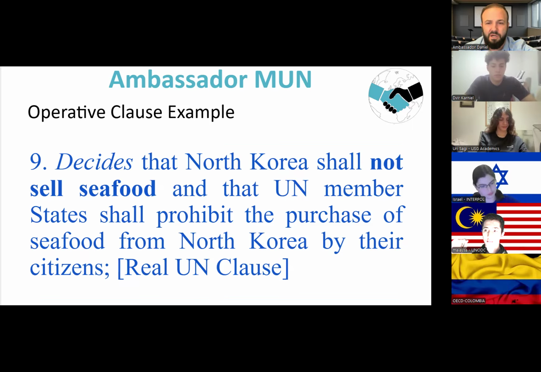This idea here is covered. A few extra words, but at the core of it, North Korea cannot sell seafood and UN member states cannot purchase the seafood by their citizens. That's what they need to supervise. This was the decision that was made in a real UN resolution. So that's what we should put in a clause.